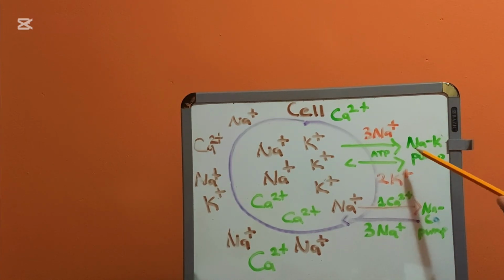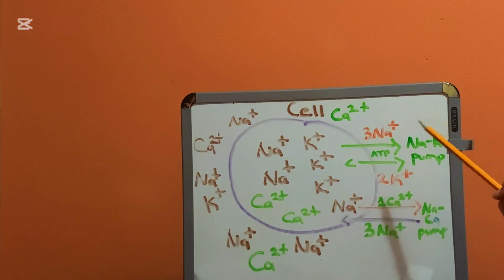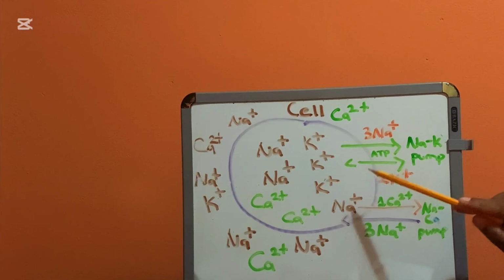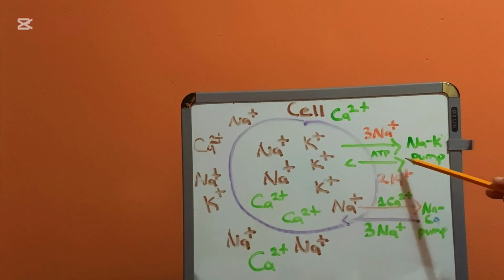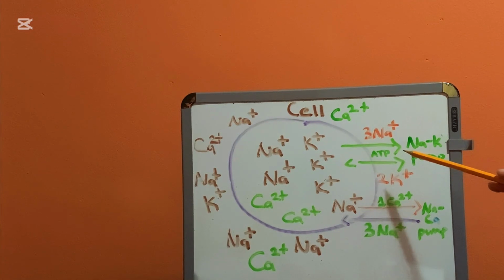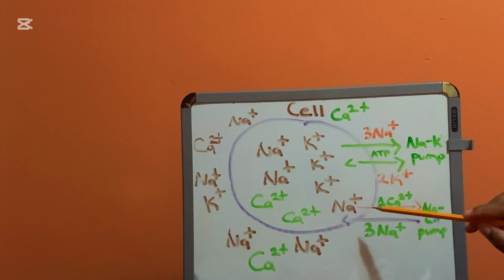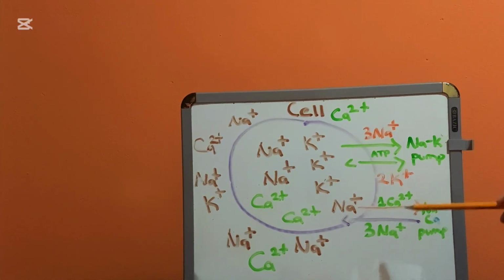Remember, we have the sodium potassium pump taking 3 sodium out and pumping 2 potassium in. And since it's taking 3 sodium out, there's going to be a high concentration of sodium outside the cell, and that high concentration of sodium is going to create this kind of current that is going to trigger the sodium calcium pump to put 3 sodium back into the cell, and to take 1 calcium out. I hope everyone got that so far, right?